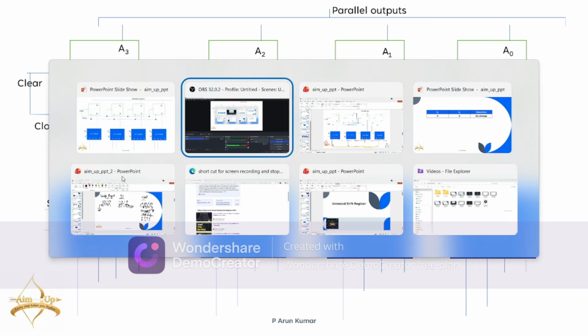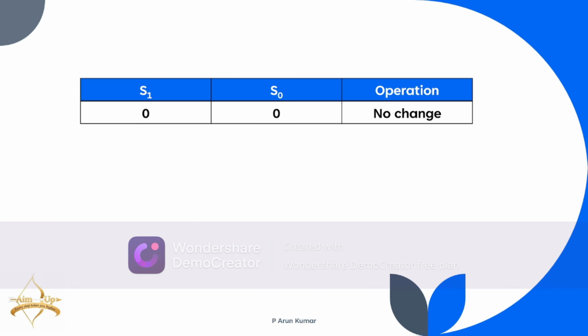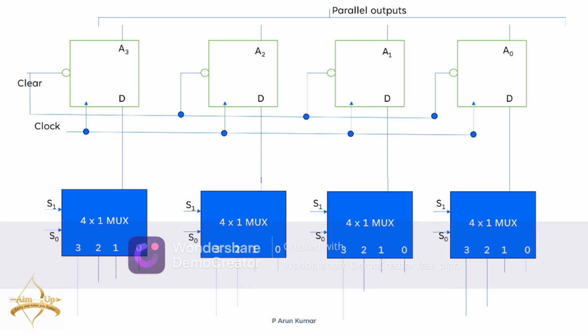Now we will do the operation. Here I assumed that if S1 and S0 is 0, 0, it means no change. Here I'm indicating it with the black color. It means whenever the select lines are 0, 0, I must hold the same data. If the select lines are 0 and 0, this 4 by 1 mux will select input 0. It means the input of the D flip-flop is connected to input 0.